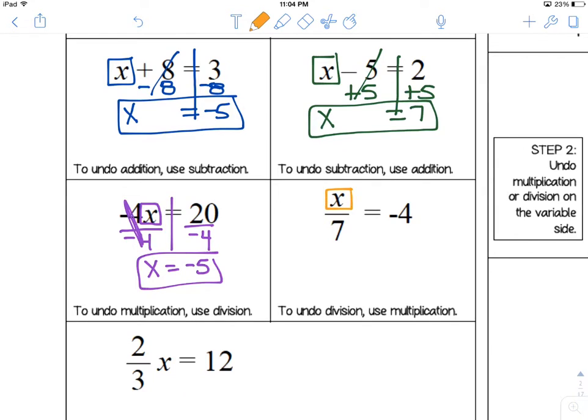Okay, isolate my x. Left side and right side. This is x divided by 7. So to undo division, you multiply. 7 over 7 becomes an invisible 1. -4 times 7 is -28.